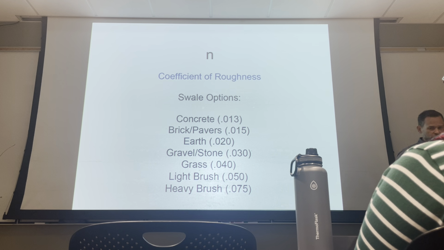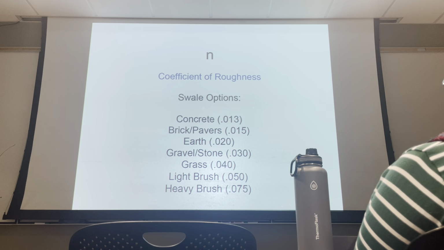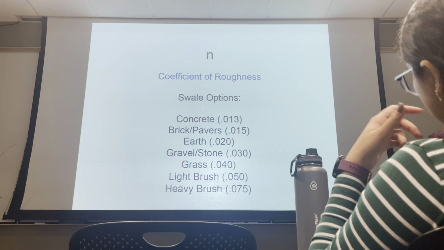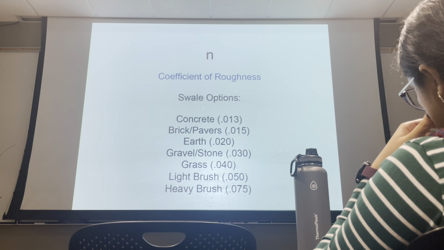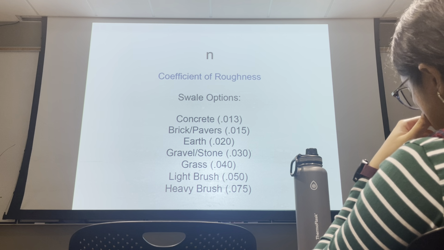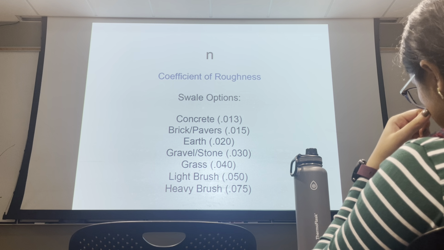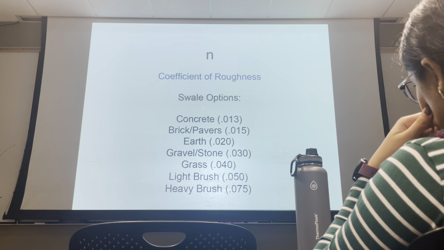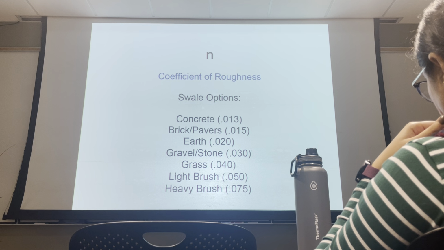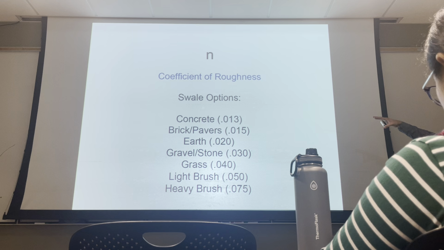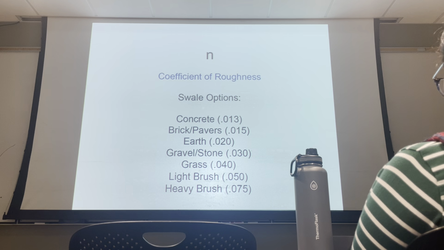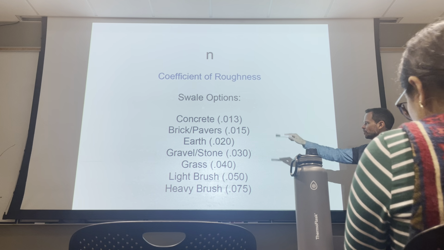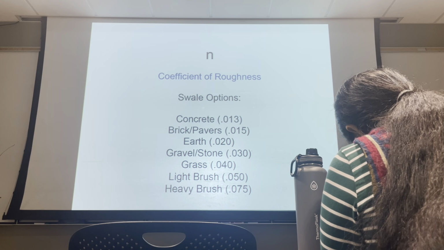The coefficient of roughness, here's the roughness. If a swale is concrete, it has a roughness of 0.013. Did you know that? I didn't know that. How would I know that? Everybody knows that. Grass, 0.040. Heavy brush, 0.075. What's happening here is the coefficient of roughness is increasing as it gets rougher, so it's slowing the water down, basically. In our example over there, I think we're going to do grass for fun.